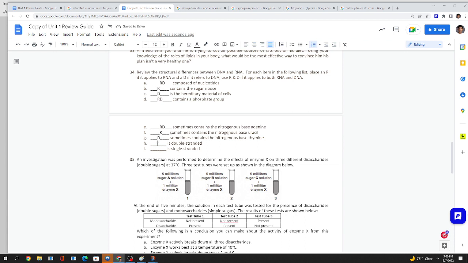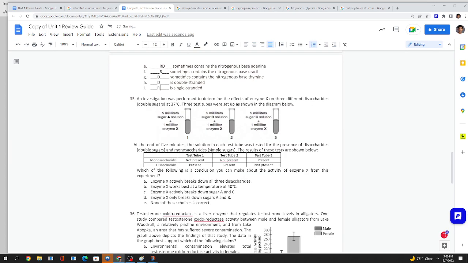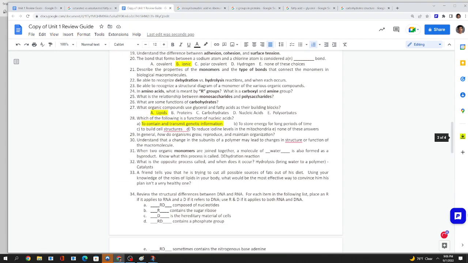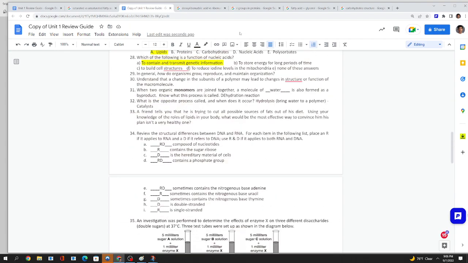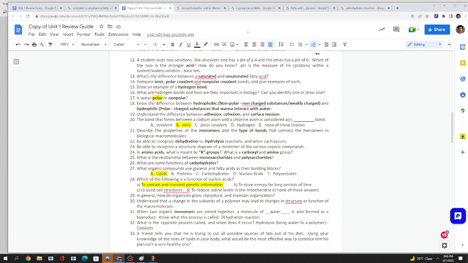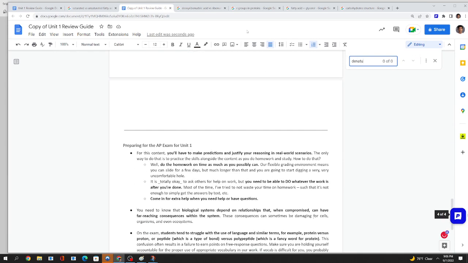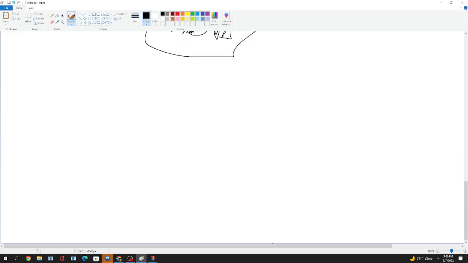Is double-stranded? DNA. Is single-stranded? RNA. Okay. With that being said, I think that's mostly it. I'm surprised there is nothing about denaturation, but I want to touch on denaturation a little bit because I think it's pretty important for this unit as well. This is the last topic.